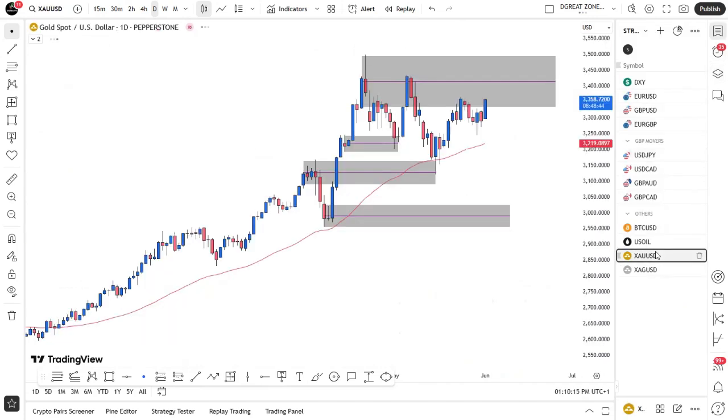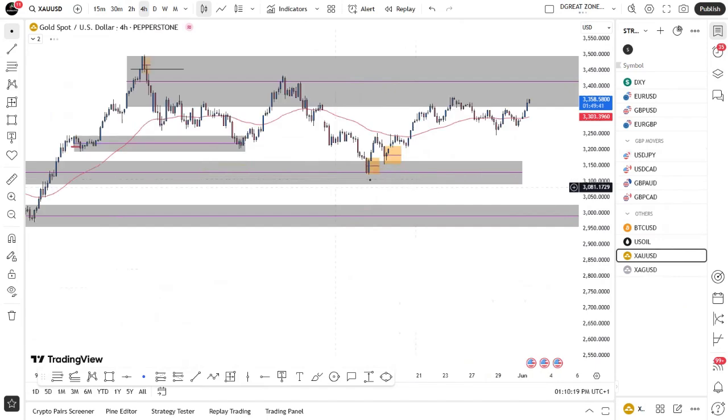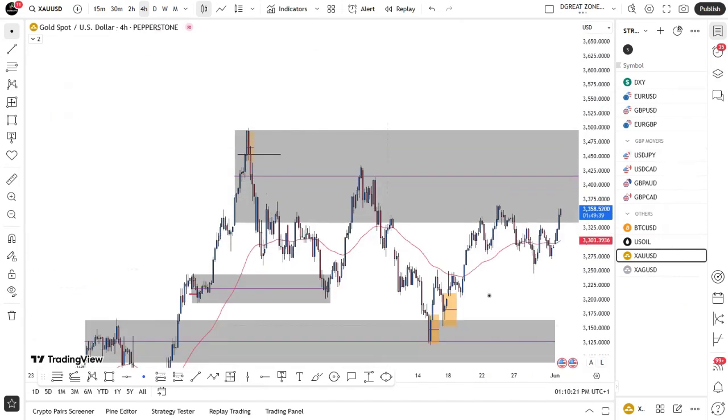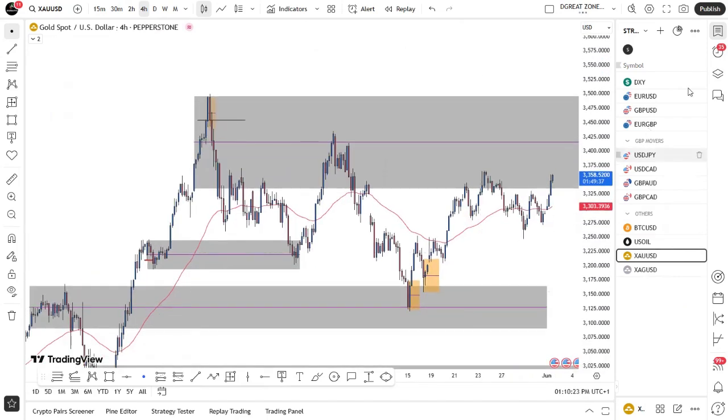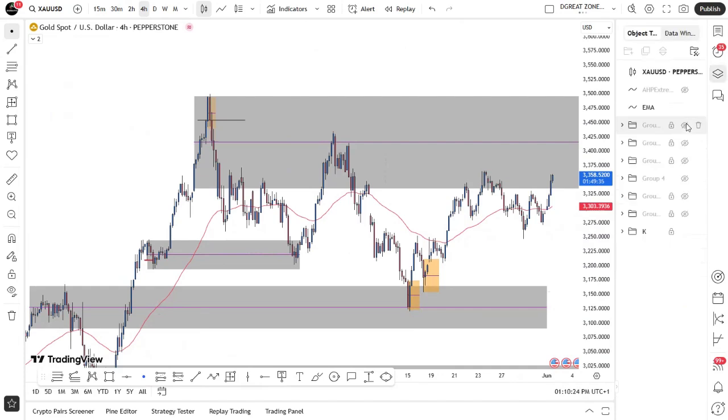So for gold, we don't have anything on gold right now. We had massive opportunity last week. We had about 2 setups last week that played out, and it was a very successful one.